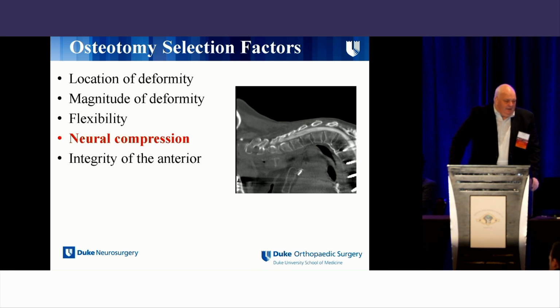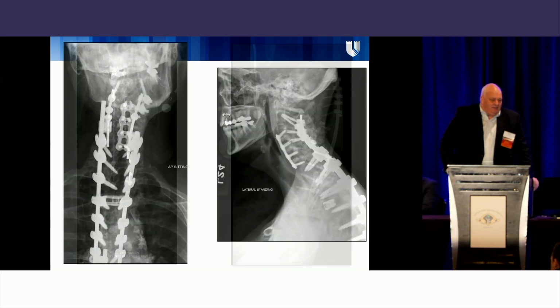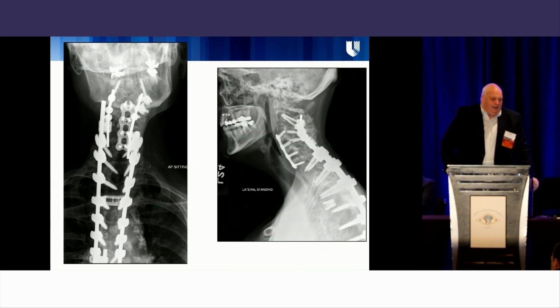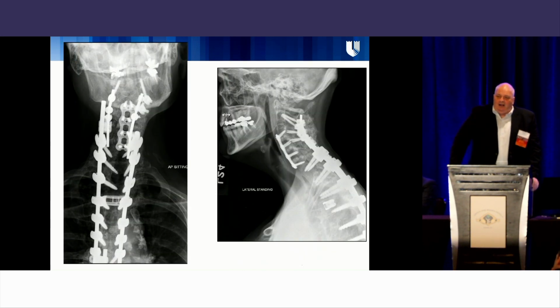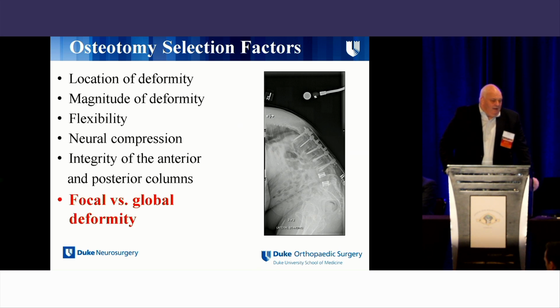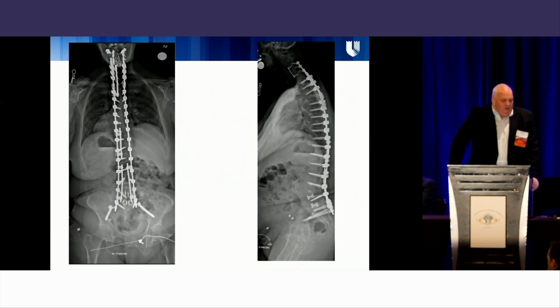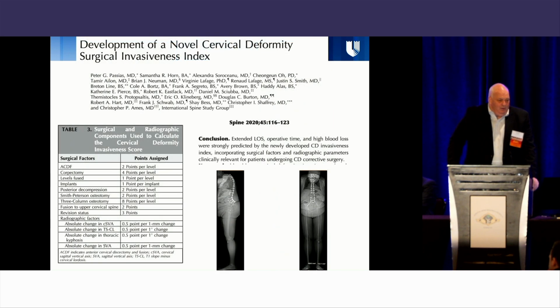And then finally, we want to know whether there's neurological compression. Here's someone with severe compression at the upper thoracic area, which factored into my decision to do a 3-column osteotomy, a vertebral column resection, to take care of that ventral compression on the spinal cord. Then finally, we want to know how big of a surgery we want to do. And so again, you can see that big deformity requires big surgeries.